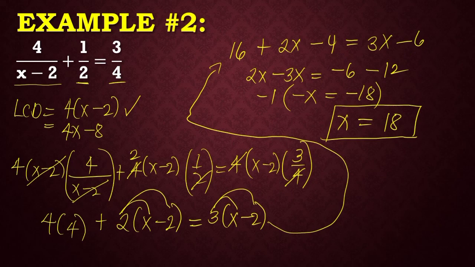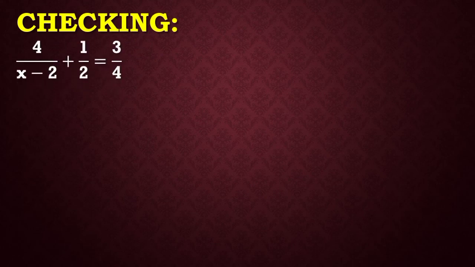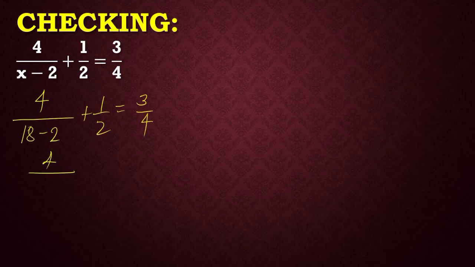Now, to check kung tama ba yung nakuha nating value na 18, i-check natin, isa-substitute natin siya dun sa equation. So that is 4 over x minus 2 plus 1 half is equal to 3/4. So let's substitute 18. So magiging ganito siya. 4 over 18 minus 2 plus 1 half is equal to 3/4. Now, 4 over 18 minus 2, that is 16, plus 1 half is equal to 3/4.